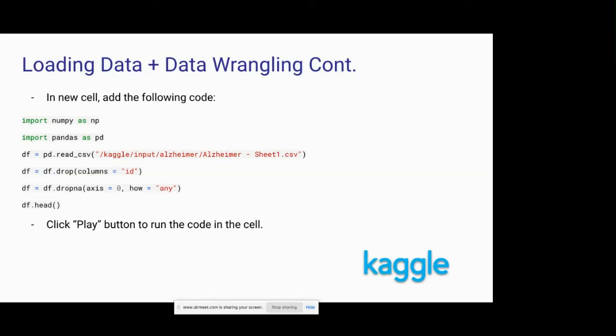Following that, we're going to drop our ID column using df.drop. With axis equal to 0 and how equal to any, rows that contain any null values will be dropped. And then we're going to output the head of the data. It's going to show the first few rows and columns of our modified data set. In order to run the code, always remember to click play so you can run the code in that particular cell.